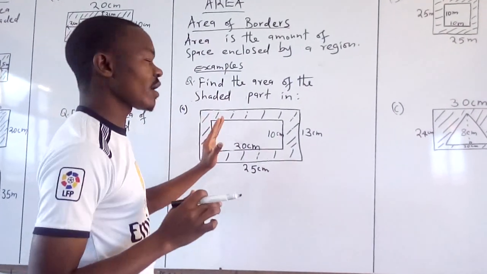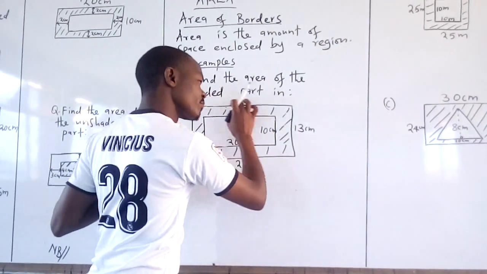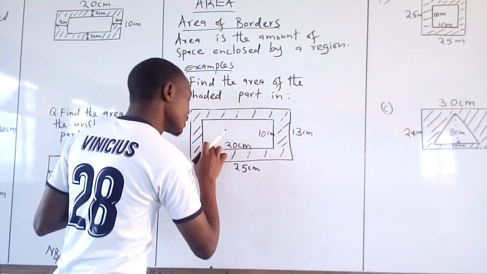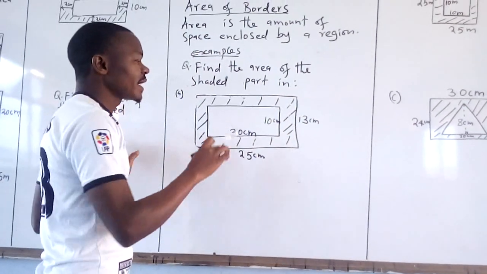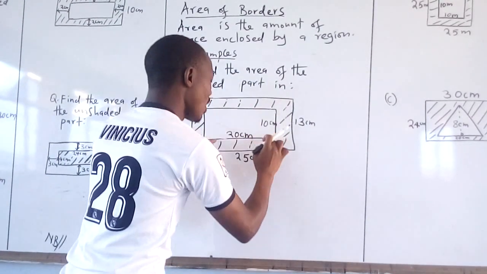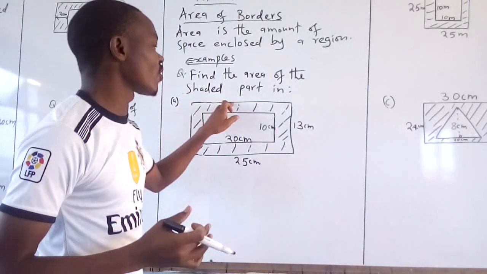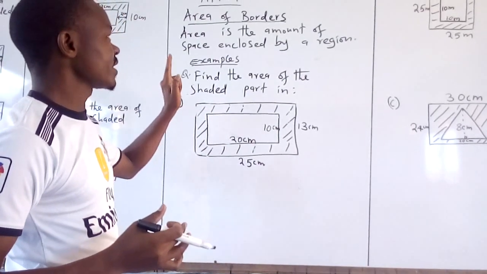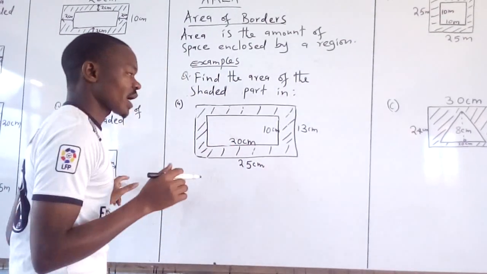We are going to find the area of these two rectangles here. We have two rectangles, remember? The bigger rectangle here. Then we have the smaller rectangle inside here. So, for us to be able to calculate the area of the shaded part, we have to find the area of these two rectangles, the bigger one and the smaller one, separately. Then we get the difference. The difference now will be the area of the shaded part. And that is what we mean by area of borders now. So, let us see how we can work out this one.